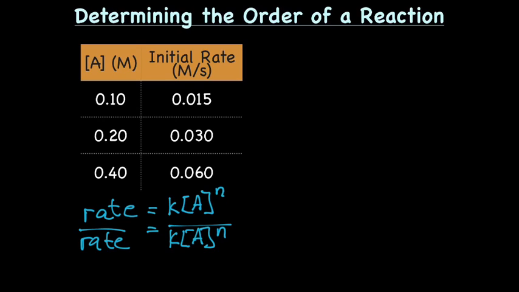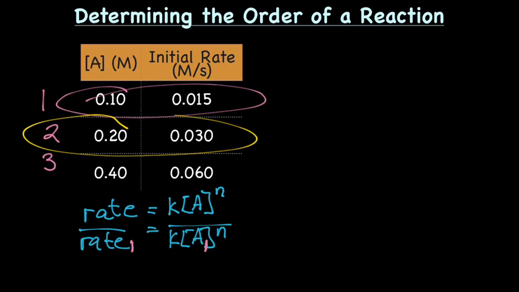And then what we're going to do is pick two. I'm going to pick this one. So we'll call these rate 1, 2, and 3. I'm going to pick rate 1, so it'll be concentration 1. And I will pick rate 2, so this will be rate 2 and concentration of A2. So we're just going to plug this in.